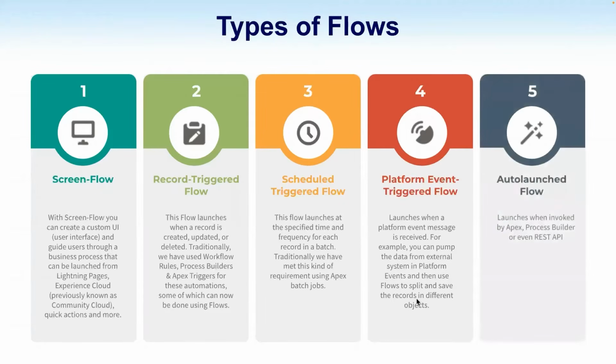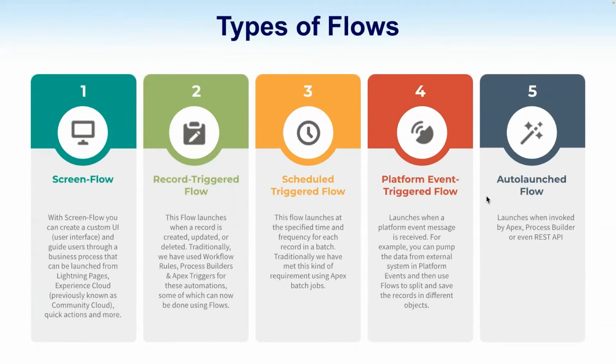And then we have an autolaunch flow. This flow is slightly different and is very useful. The 4 flows that we saw earlier are triggered by some specific events. For example, screen flow is triggered by the user. Record triggered flow gets triggered when records are created, updated, or deleted. Scheduled triggered flow runs at a predefined schedule. And platform event triggered flow gets triggered when platform events are received. Now, autolaunch flow is a flow that you can call from any of these flows.